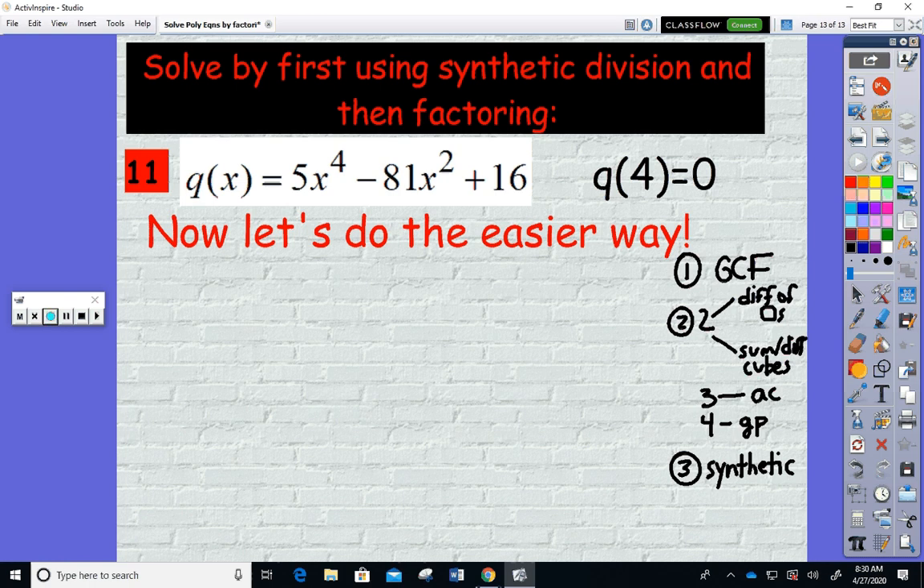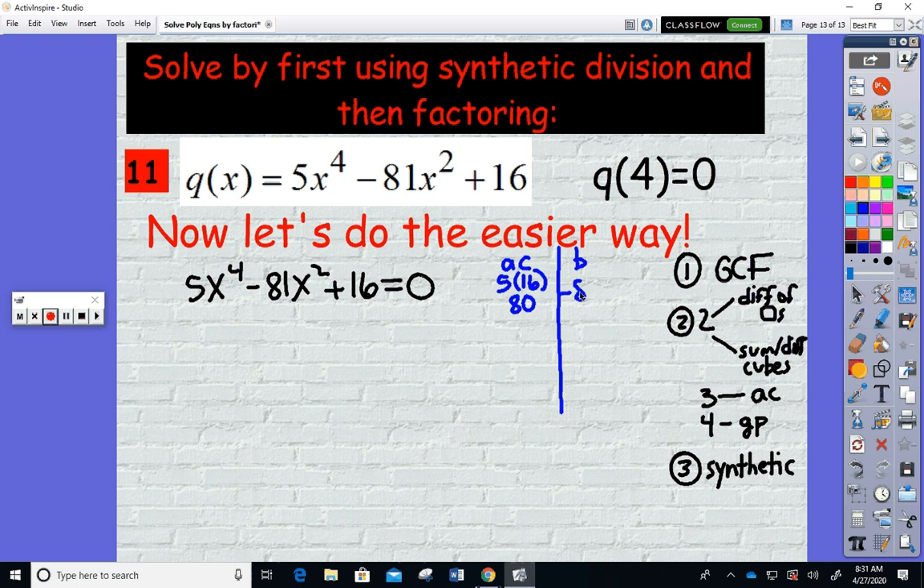So if I want to rewrite the problem 5x to the fourth minus 81x squared plus 16 equals 0, and I want to solve this equation, the first thing I do is GCF. There's not one. The second thing I do is count terms. There's 3, which tells me to do AC. A is 5, C is 16, 5 times 16 is 80. B is negative 81. Guys, do you see that negative 1 times negative 80 multiplies out to positive 80 and adds up to negative 81?